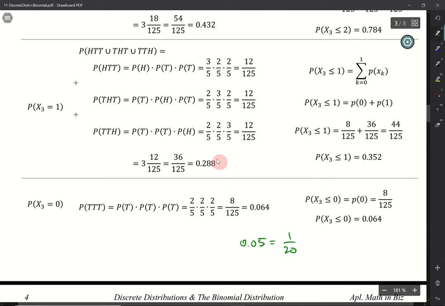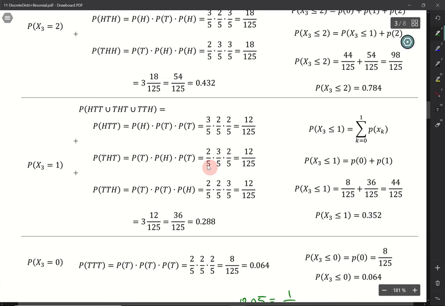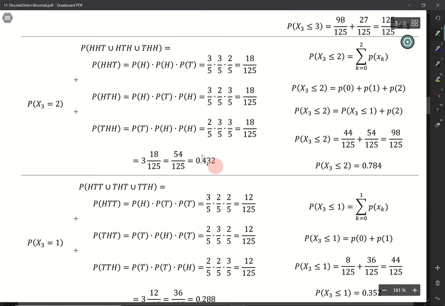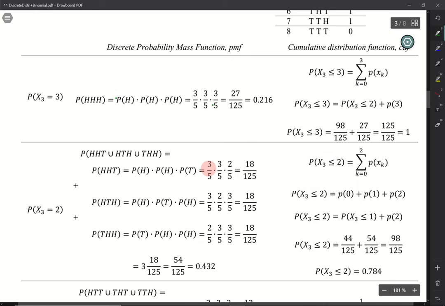Here, you only have 1, it's 0.28. Here, it's almost 0.5, where you have 2 heads and a tail. And then here, this is like 1 out of 5, right? 0.2, right? 0.2 is equal to 1 out of 5.